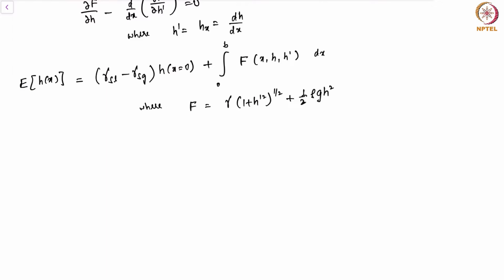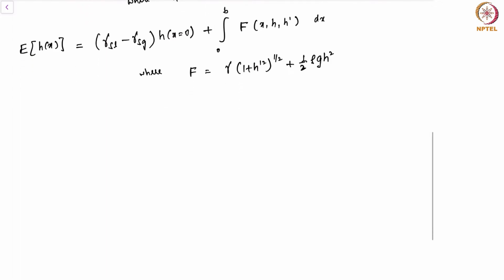Previously I used to use the subscript x to denote the derivative of h with respect to x, but since we had done the analysis when we derived the Euler-Lagrange equation, we had used the notation prime to denote the derivative. I am recasting our equations in the format that we derived in the previous lecture. So now we have the energy functional.